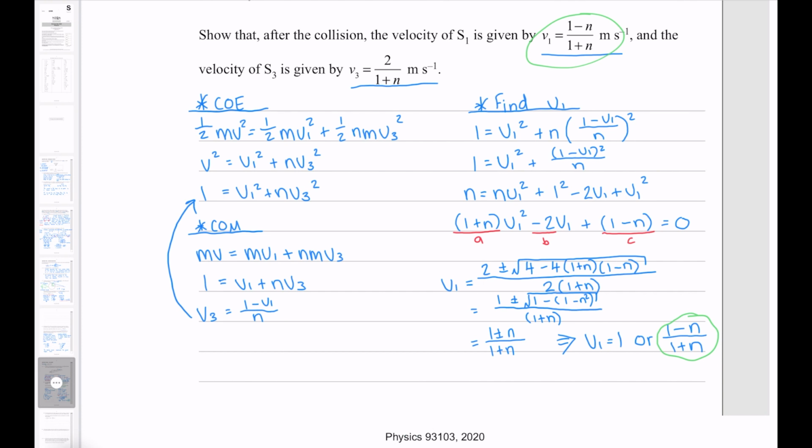Now to find V3, and I'm running out of room here. So we know from this equation here that V3 is equal to 1 minus V1 over n. So let's substitute our value for our V1 that we just found. Multiply the top and bottom by 1 plus n, and we'll see what we get from that.